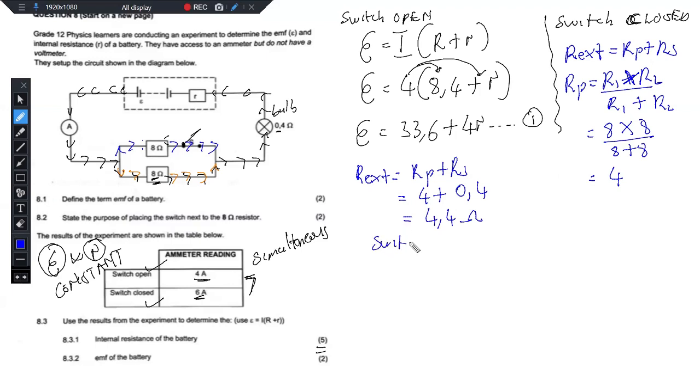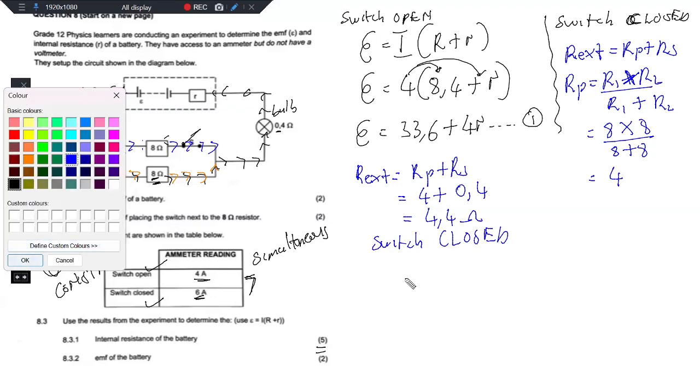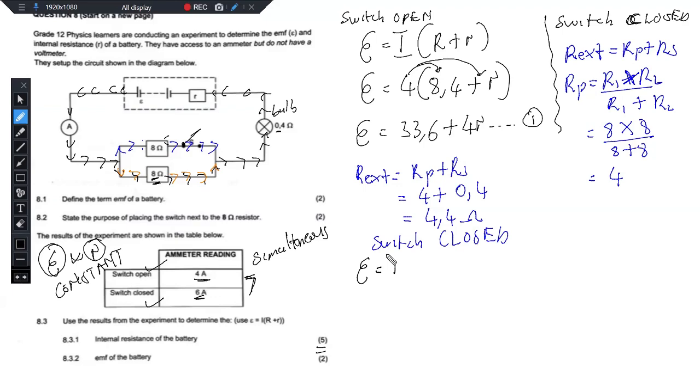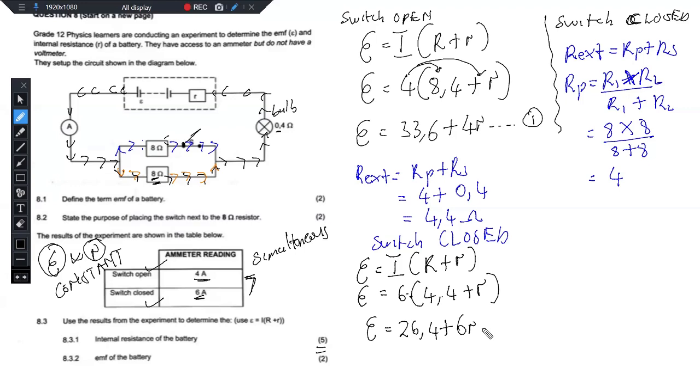Now let's note, this is when the switch is closed. So let's calculate using the EMF formula. We will have E equals I, and then R plus small letter r. The current when the switch is closed is 6. The R external is 4.4, and the R internal we do not have, right? So the EMF is 6 multiplied by 4.4, which is 26.4, and then 6 multiplied by r, that's 6r. Now we have created equation number 2, right?